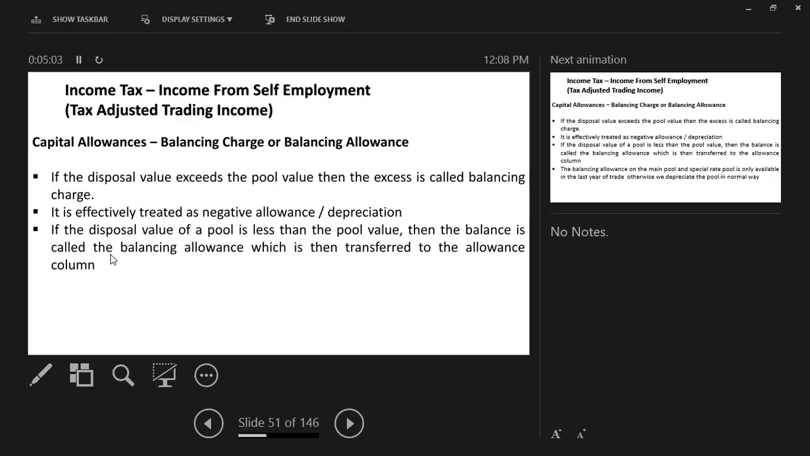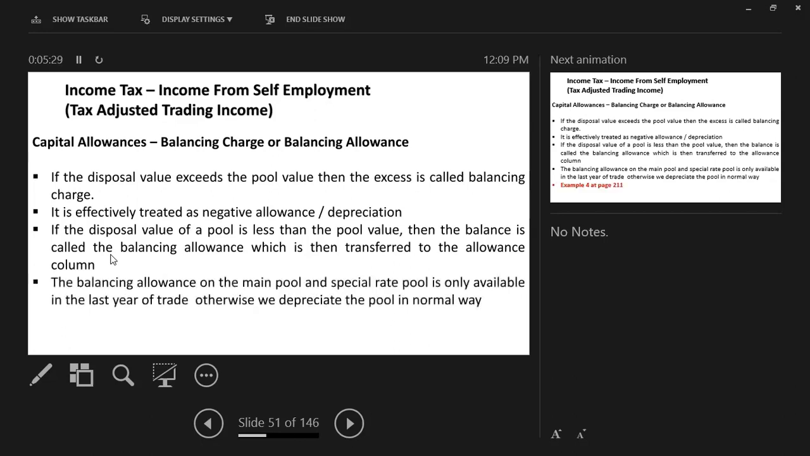But if it is the last year, the business is being closed, that whole amount is considered as balancing allowance. If the pool balance was 10,000, but the disposal value is 13,000, it would be negative 3,000. This negative 3,000 is called balancing charge. It will be treated as a negative figure in the allowance column. Just like we add any allowance in the allowance column, we will deduct this balancing charge. The balancing allowance on the main pool and special rate pool is only available in the last year of trade. Otherwise, we depreciate the pool in the normal way.